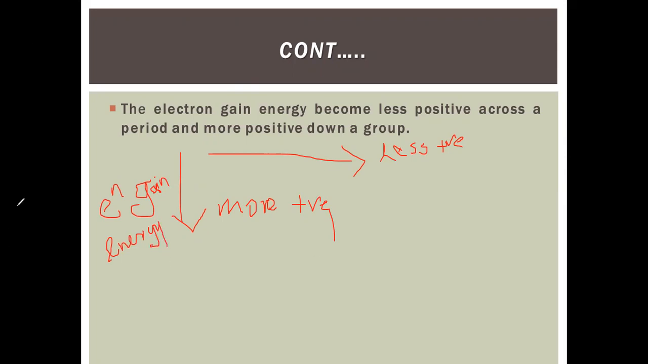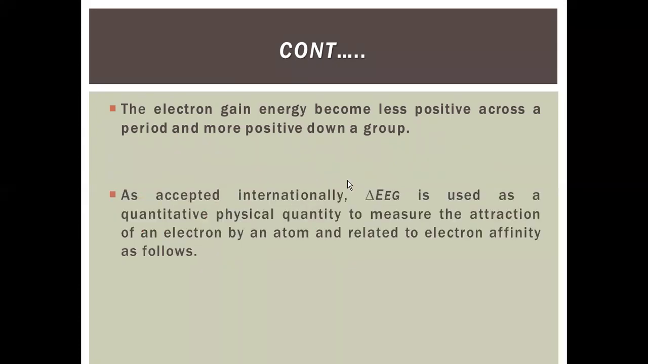This is what we are calling the electron gain energy. Across the period it is less positive, down the group it is more positive. So this is the periodic trend of the electron gain energy, as accepted internationally. The delta E, the electron gain energy, is used as a quantitative physical quantity to measure the attraction of an electron by an atom, and it is related to the electron affinity as follows.